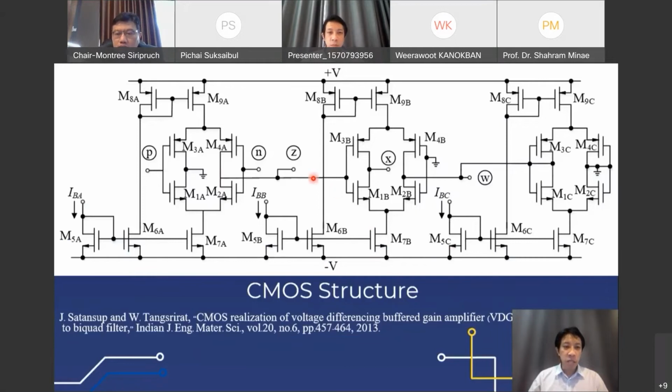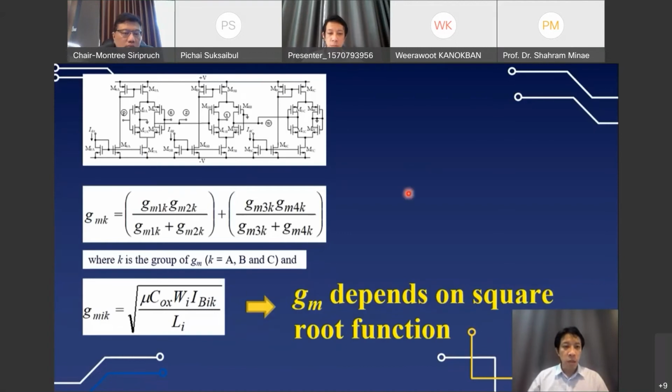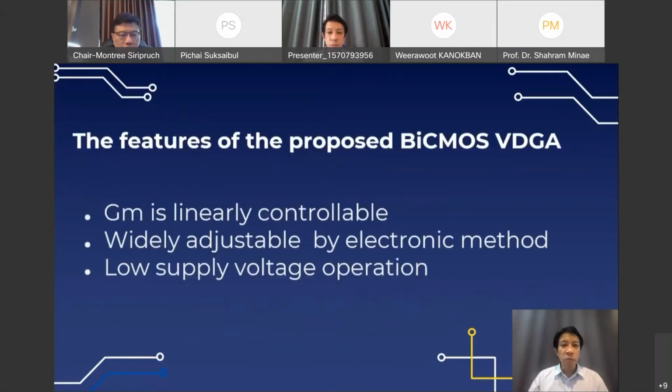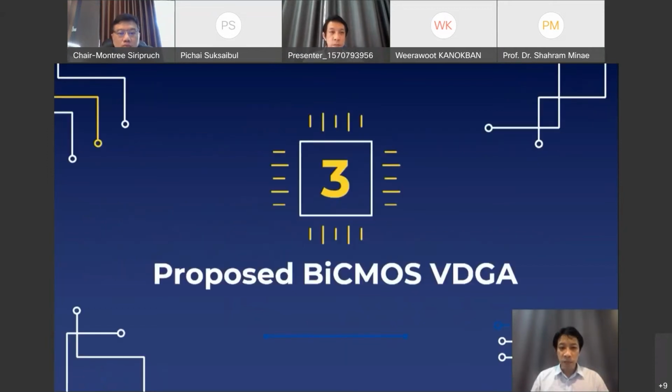The CMOS structure consists of three groups of transconductance gain cells. This is group A, group B, and this is group C. From this circuit, the gm or transconductance gain depends on a square root function, which is a limitation of gain. For the features of the proposed CMOS VDGA, gm is linearly controllable, widely adjustable by electronic method, and has low power voltage operation.